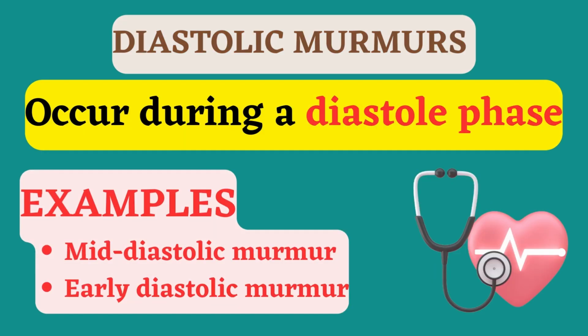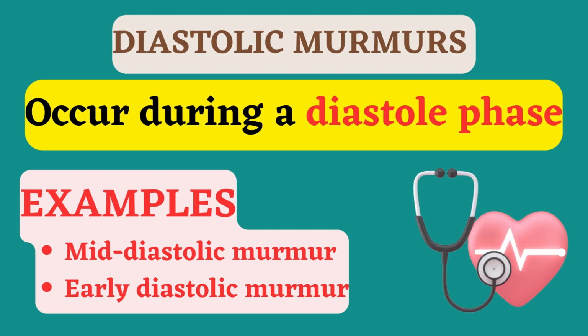Diastolic murmurs are murmurs that occur during the diastole phase. Diastolic murmurs are low-pitched noises that are often difficult to hear. Do not be frustrated if you are unable to hear it. Usually, you need to be very experienced in hearing heart murmurs to hear diastolic murmurs.